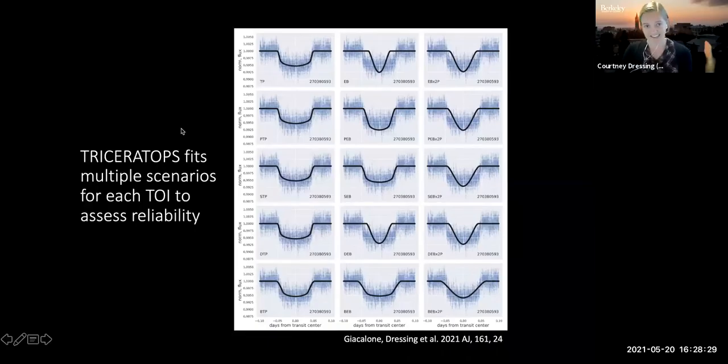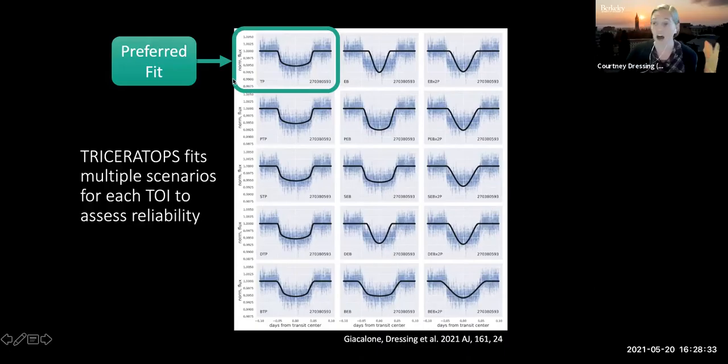In this case, if you've been trying to do that while the slide has been up, you probably identified the top model as the best fit for the system. And in this case, that's correct. This is a known planet. This is actually WASP-166b. And in this case, we find that the best model is the TP model, the transiting planet model.